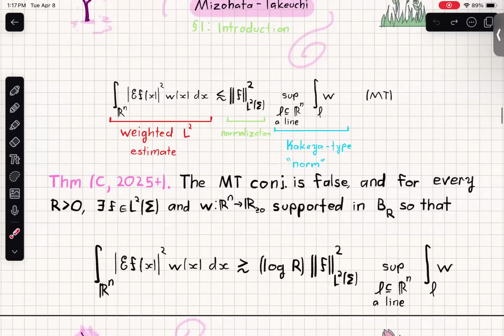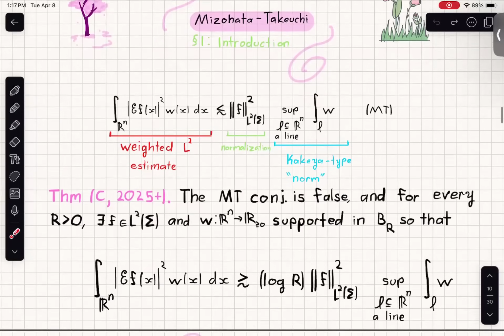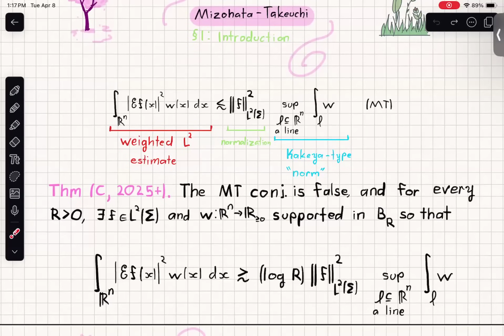Okay. So my recent theorem is that the conjecture is actually false, and specifically that the error that we get, the less than or equal to sign, this sign, by the way, just means less than or equal to times a constant. So I said that the constant there actually grows with a logarithmic factor. So if our weight W is supported inside a ball, then there's an error that grows with at least a logarithmic factor. So that's what I plan on talking about today.